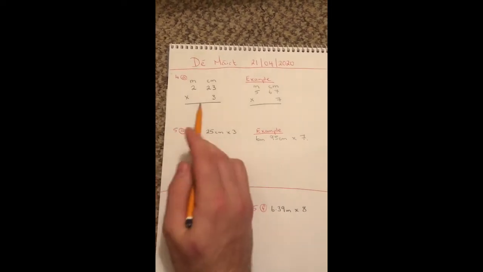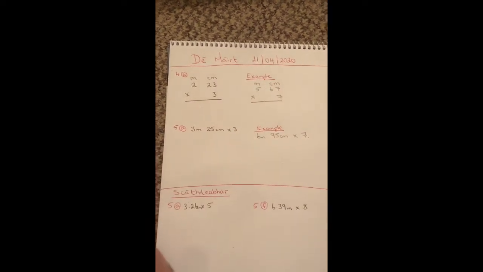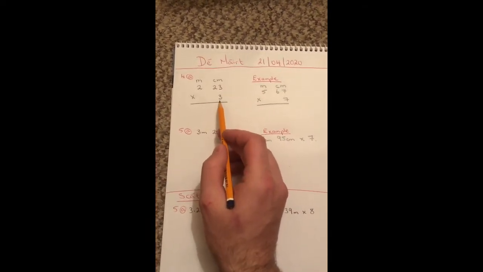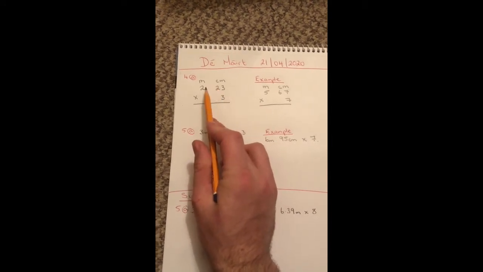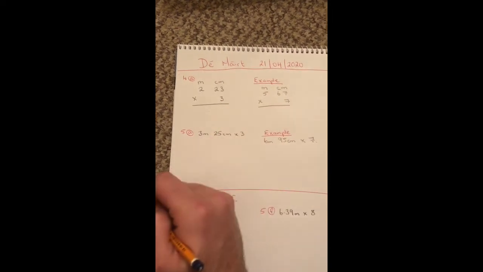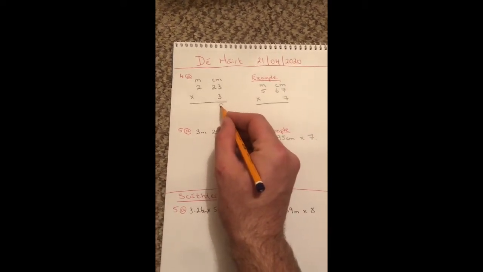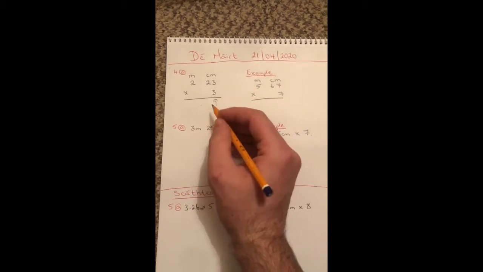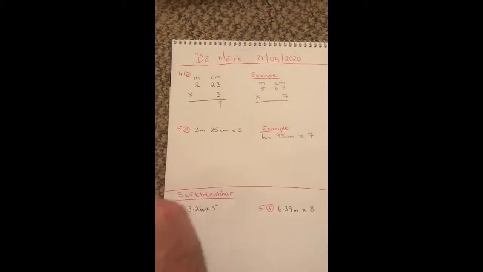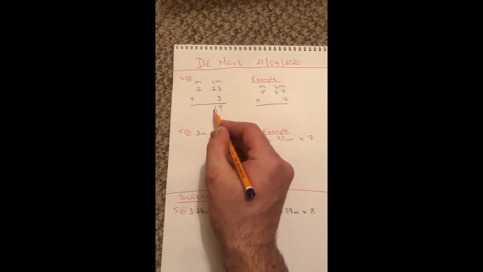Okay, so the first one here we have question 4a, which is 2 meters 23 centimeters multiplied by 3. So the first thing we do is 3 multiplied by 3, which is 3, 6, 9. So we'll put our 9 underneath the 3. And the next thing we have to do is multiply the 3 by the 2. So 3 2s is 6. So we'll put our 6 in beside the 9.